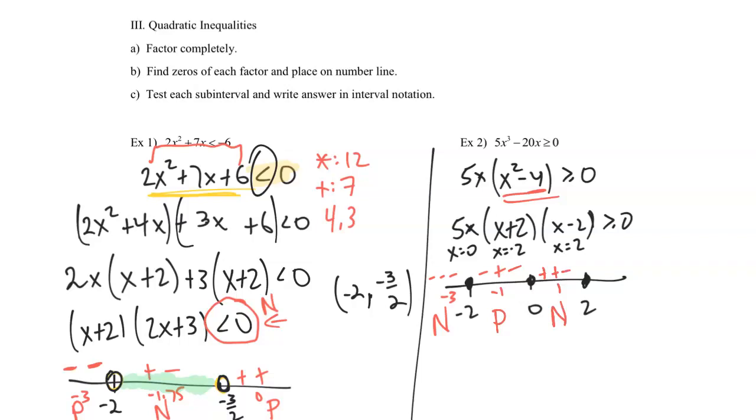And then finally, from 2 to infinity, we could choose 3 to plug in for x, and you'll notice that 5 times 3, 3 plus 2, and 3 minus 2 are all positive, and so this last section is going to be positive. Now, the last thing we want to do is write our answer in interval notation, and so notice we are looking for the sections that are greater than or equal to 0, which is going to mean the positive sections are what we're looking for, and so those positive sections are going to be here from negative 2 to 0, and here from 2 to infinity.